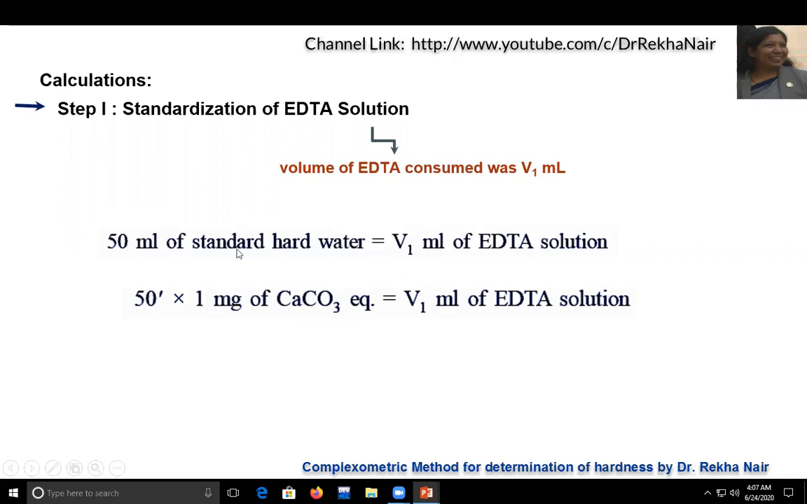So we have 50 ml of standard hard water, which means 50 milligram of calcium carbonate equivalent, which is equal to V1 ml of EDTA solution. We are calculating in terms of calcium carbonate equivalent. So we can say 1 ml of EDTA solution is equal to 50 divided by V1 milligram calcium carbonate equivalent.